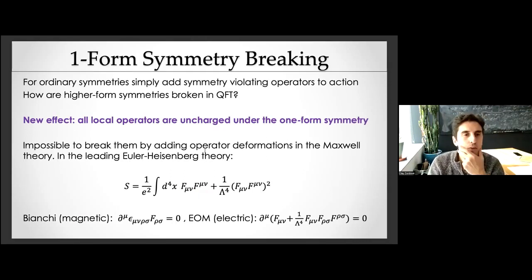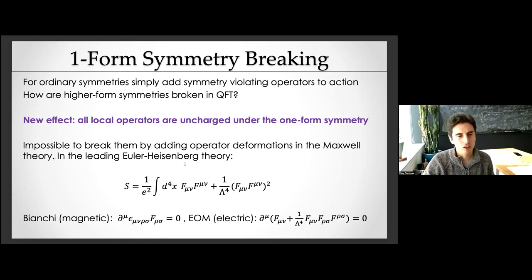So for ordinary symmetries, it's easy to break a symmetry. You just add an operator to the Lagrangian. If the operator is charged, it breaks the symmetry in question. But how are higher-form symmetries broken in quantum field theory? Well, here there's a new effect. And the new effect comes about because, by definition, there are no local charged operators under a one-form symmetry. So there's no perturbation that you can add to the action to violate the one-form symmetry.